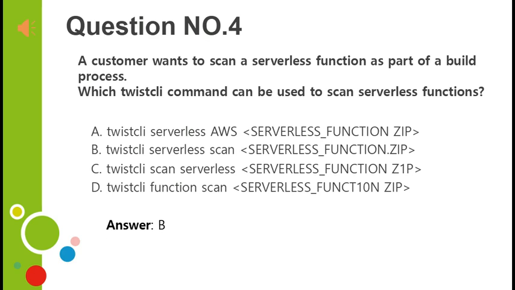A customer wants to scan a serverless function as part of a build process. Which twistcli command can be used to scan serverless functions? A. twistcli serverless AWS. B. twistcli serverless scan. C. twistcli scan serverless. D. twistcli function scan. Answer: B.